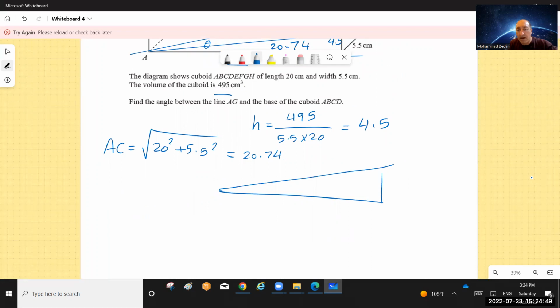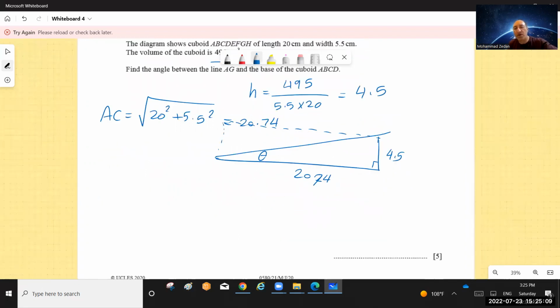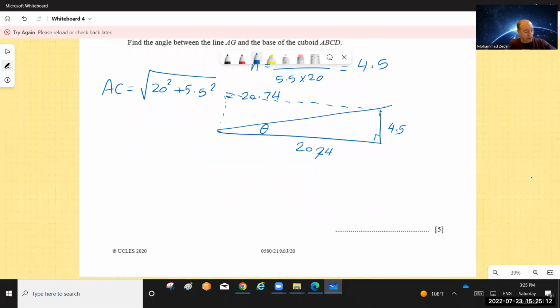This is the height 4.5, and the side I get now 20.74, the diagonal of the base. This is the complete base, the base of the cuboid, a rectangle with dimensions 20 centimeter and 5.5. So this angle I'm looking for. You have opposite and adjacent side 20.74. So simply the angle theta now is tan inverse of 4.5 over 20.74. Calculate this, you'll get 20.24 degrees.